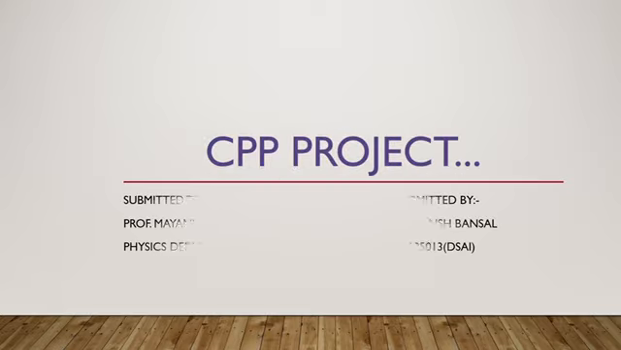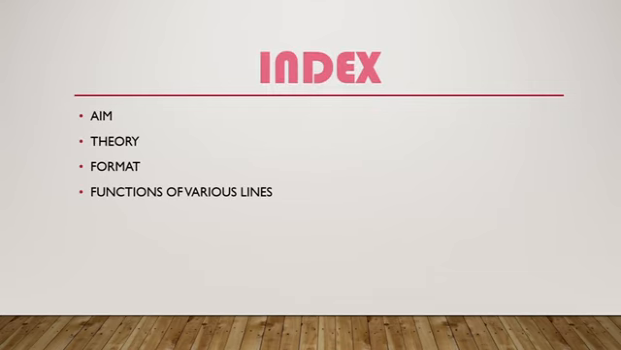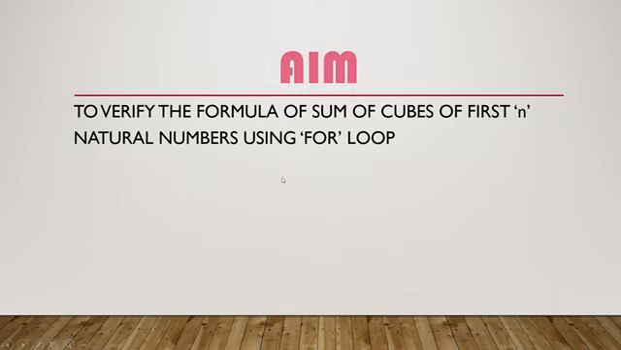So let's begin. First, start with the index. What does the index contain? Aim, theory, format and functions of various lines. So what's the aim? The aim is pretty basic. The aim is to verify the formula of the sum of cubes of first n natural numbers using a for loop.